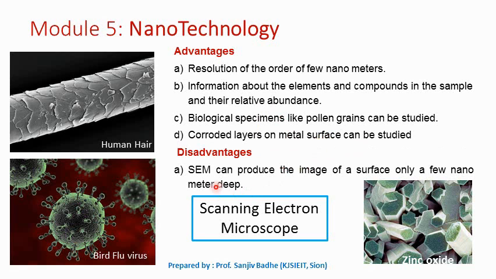The disadvantage is that a scanning electron microscope can produce the image of the surface only up to a few nanometers deep. So the inner picture is not clear with scanning electron microscopes. We can get the image of the surface only.